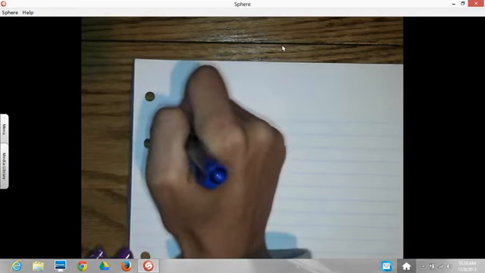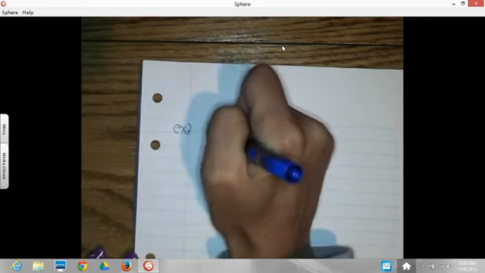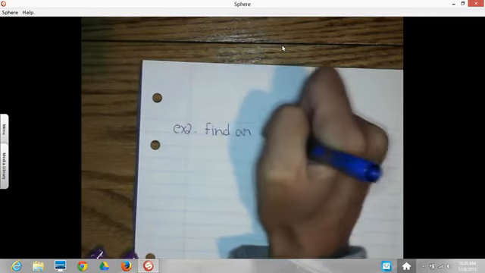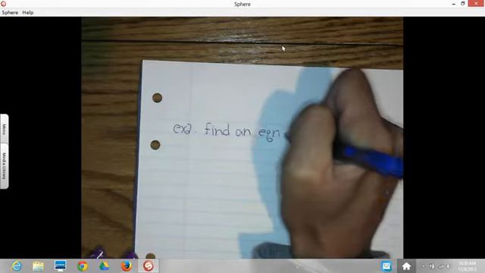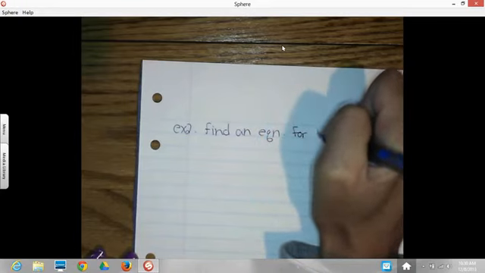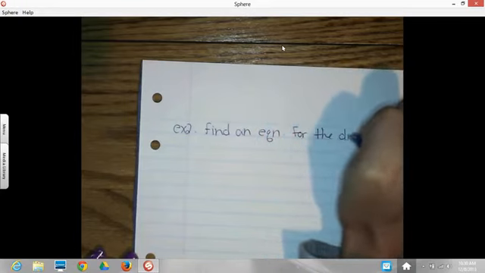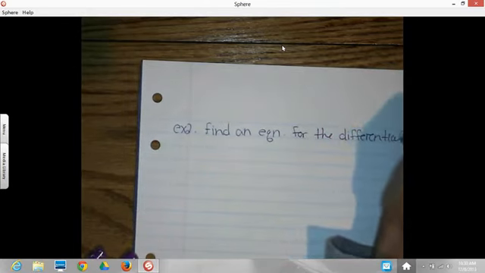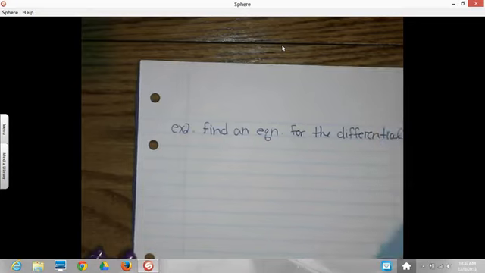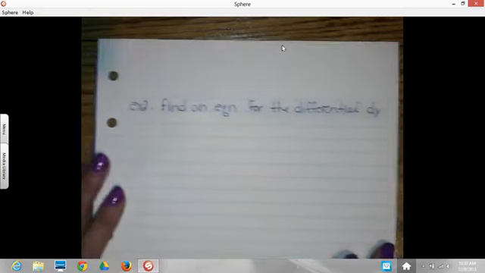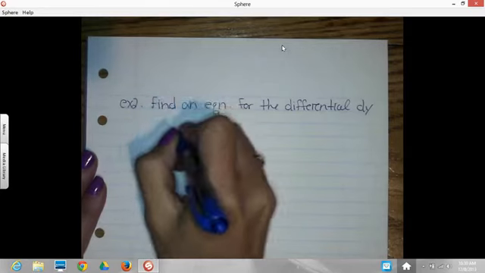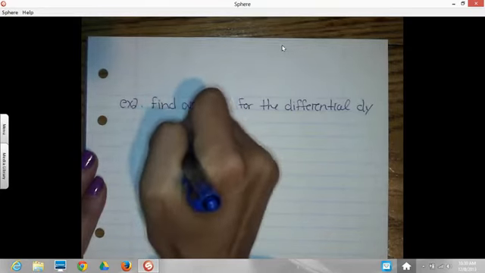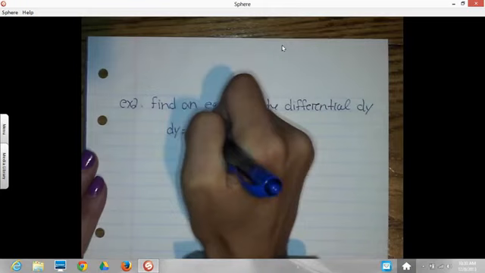So example 2, we are going to find an equation for the differential dy. And we're going to use that second definition, dy. The definition we're going to use is that dy equals f prime of x times dx.